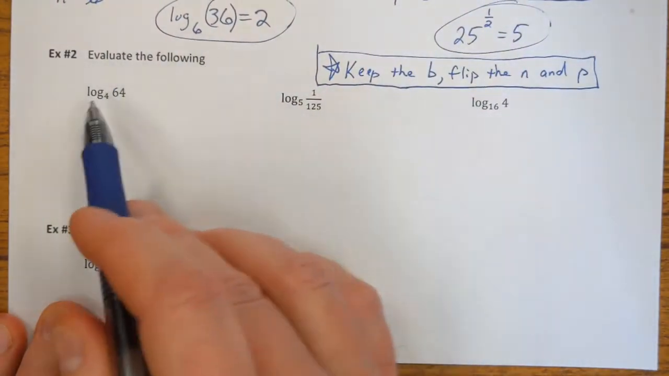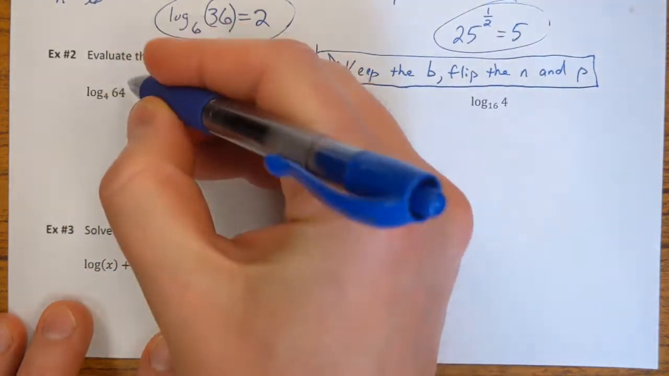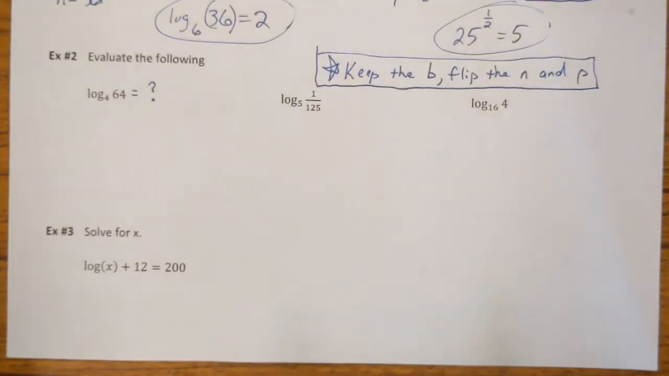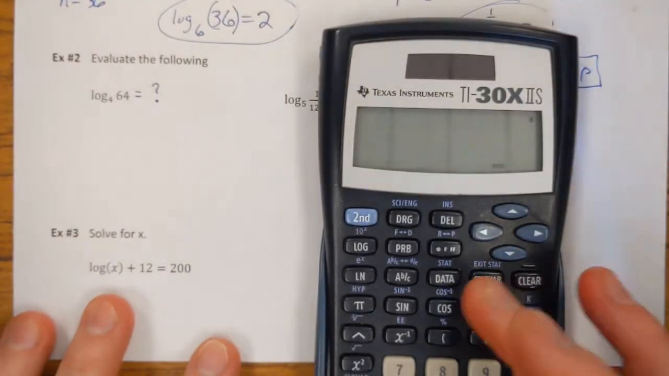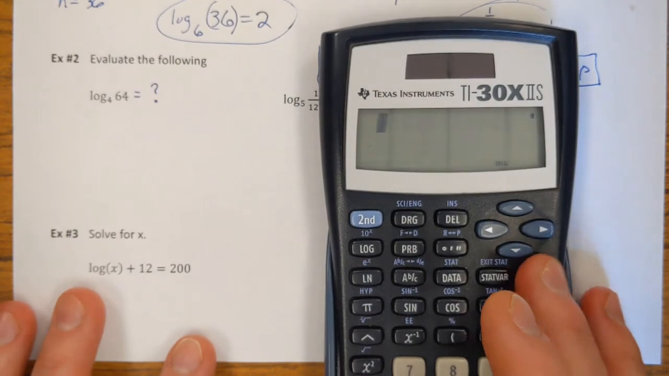Okay, so here I have to evaluate the following. Log base 4 of 64 equals question mark. What does it equal? Well, I know what a lot of you are going to want to do right off the bat. A lot of you are going to want to grab your calculator and start using the log button. But here's the problem. There's a major problem with that.